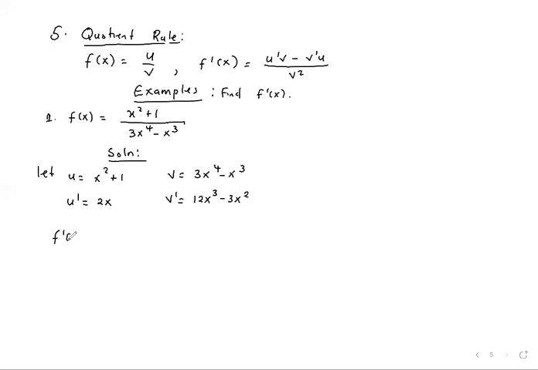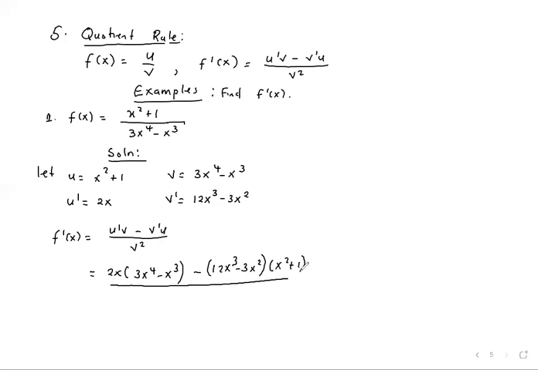So that our f prime of x will be (u prime v minus v prime u) over v squared. That is, u prime is 2x, v is 3x^4 - x^3, minus v prime, which is 12x^3 - 3x^2, multiplied by u, which is x^2 + 1. Divide everything by v squared, which is (3x^4 - x^3)^2. You leave it there.